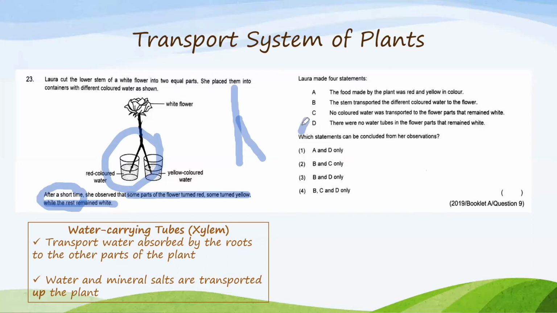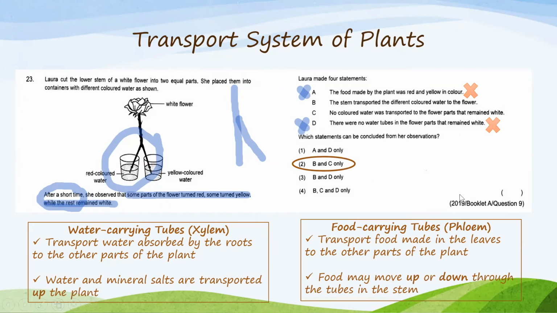So this D is inconclusive, A is wrong. So the only 2 statements that are right are B and C. So the answer is number 2. So let's take a look at the other tube that we learned in the transport system of plants. It is called the food carrying tubes or phloem. So what's the function of the food carrying tubes? It is to transport food made in the leaves to the other parts of the plant.